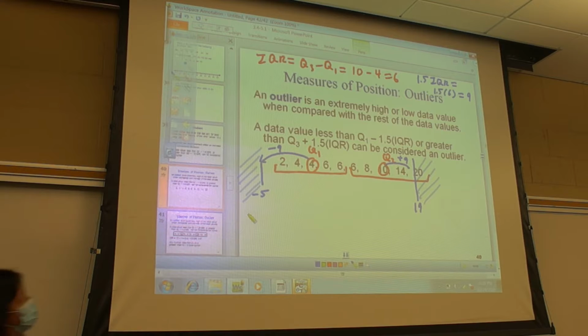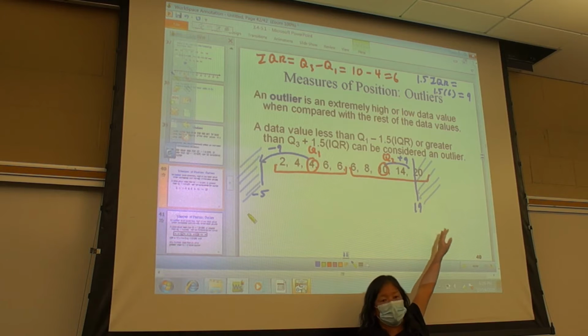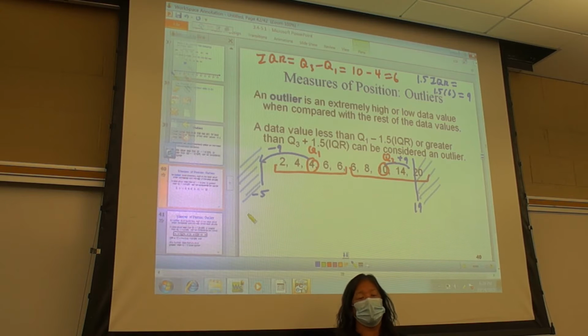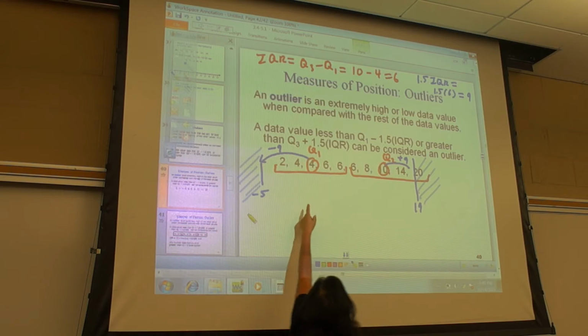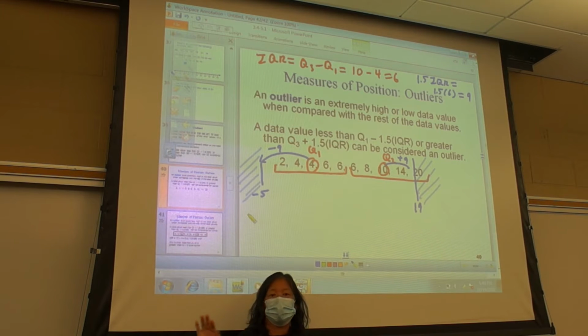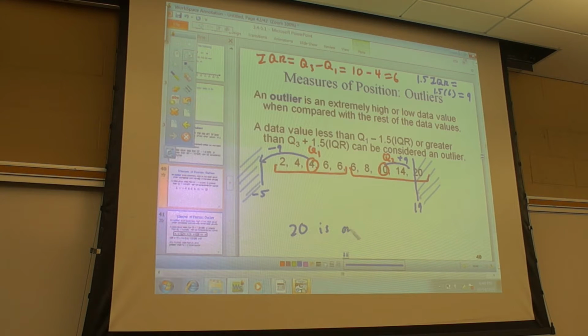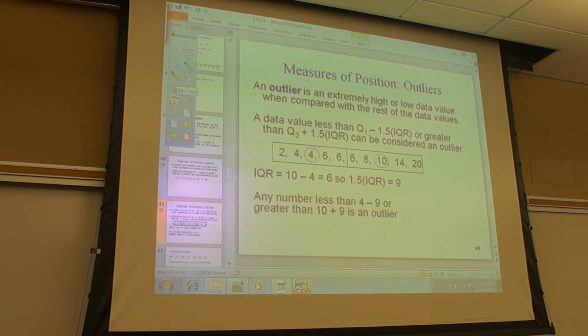Do you have any outliers? Yes. What's beyond 19? 20. So 20 is an outlier. Does that make sense? Because I found an IQR, then I found 1.5 IQRs, and I added it to 10 to get 19. I subtracted from 4 to get -5. Those are kind of my boundaries for if you are beyond this, you are an outlier. So here 20 is an outlier. Here it is a little bit prettier.